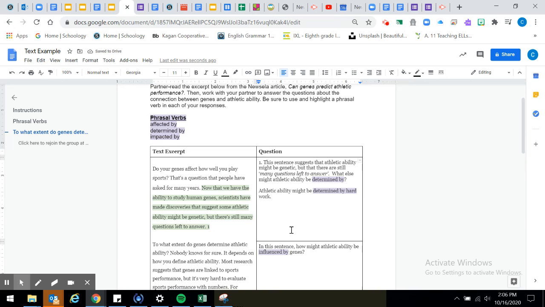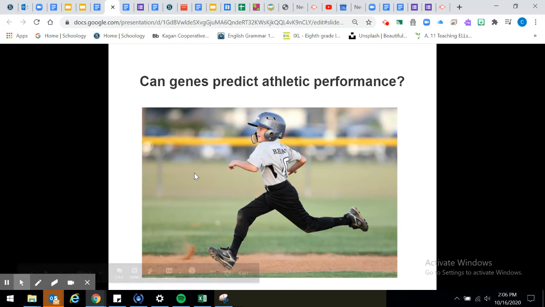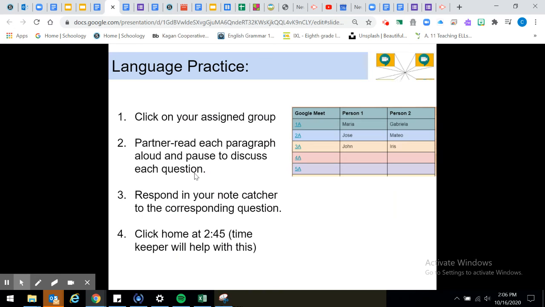Every question is going to ask you to respond using one of those phrasal verbs. During this lesson, you're going to be challenged to think about, remember, our CLO is talking about how skills and your identity are impacted by nature. So throughout the text, you'll be really thinking about that question using phrasal verbs.